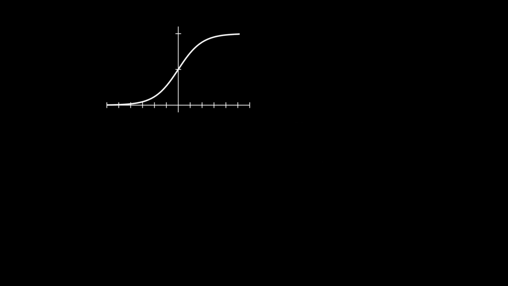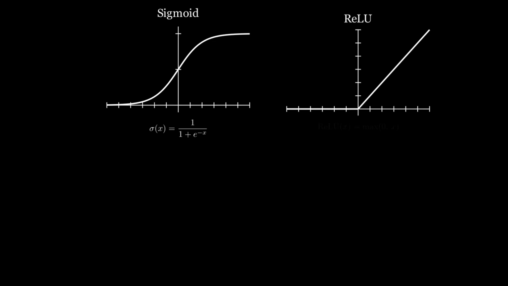Sigmoid maps any real number to the interval 0 to 1, commonly used for binary classification. ReLU, or rectified linear unit, keeps positive values unchanged, but sets negative values to 0. It introduces non-linearity and helps avoid vanishing gradients. Later we will talk about vanishing and exploding gradients.